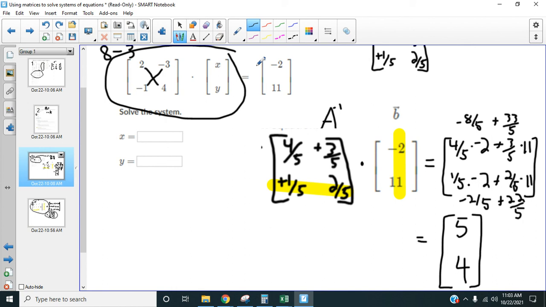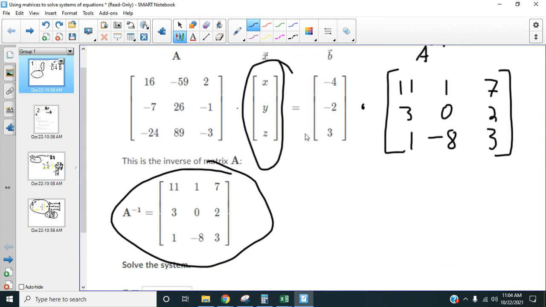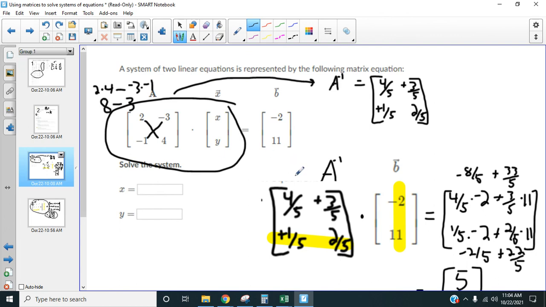Okay, so not too bad. Don't forget it has to be in that order that we talked about. You might have to find the inverse like this.